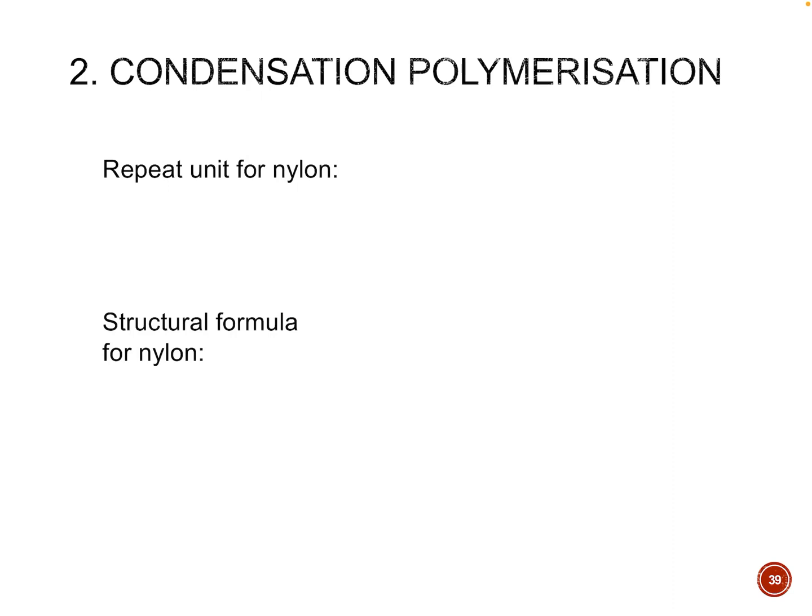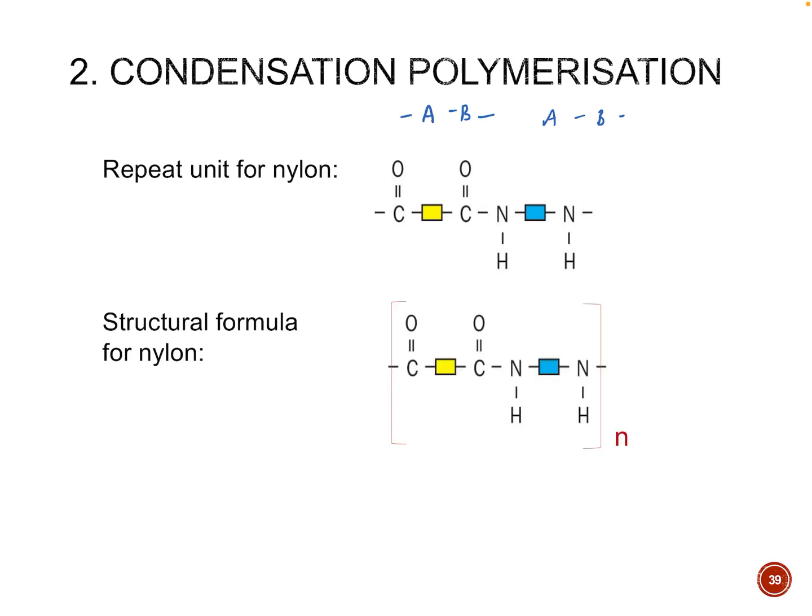So what is key here? In this case, you realize that there's a repeating unit. It's always A, B, and then repeated with A, B again. Over here, this C double bond O group is like the A, and the amine group is the B. What is the structural formula of nylon? You take the repeat unit, put a square bracket, and n refers to the number of repeat units.